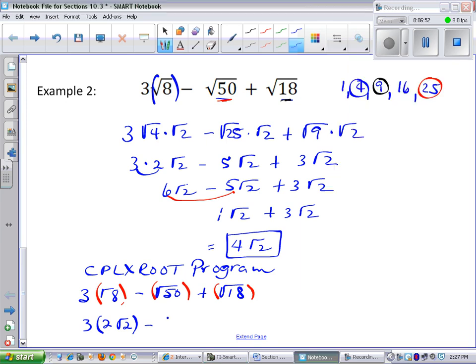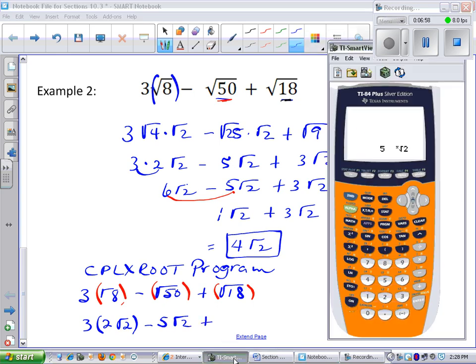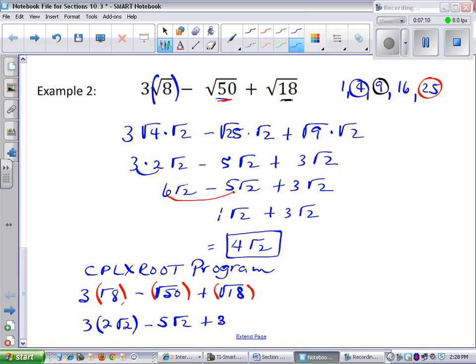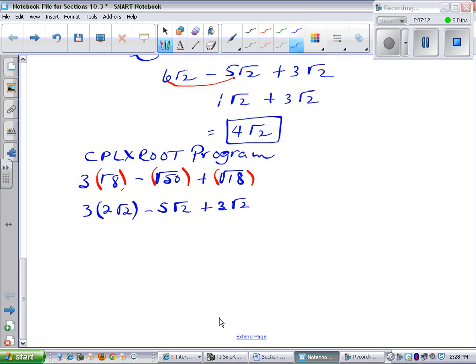So I'm going to change that square root of 50 to 5 square roots of 2 plus the square root of 18 using my CPLX root program, and just pressing enter again keeps you in the program. The square root of 18 will give us 3 square roots of 2.